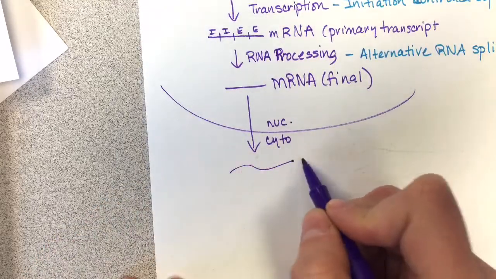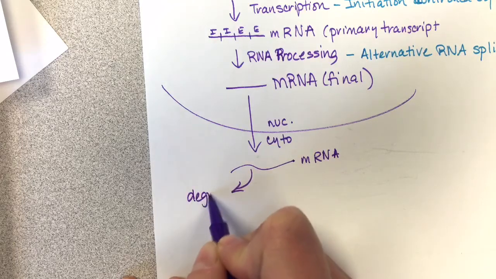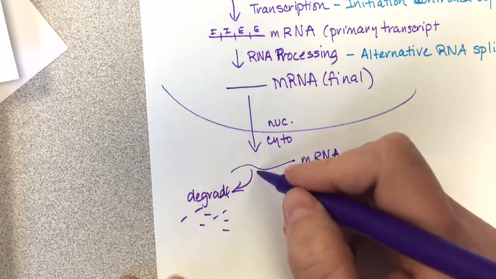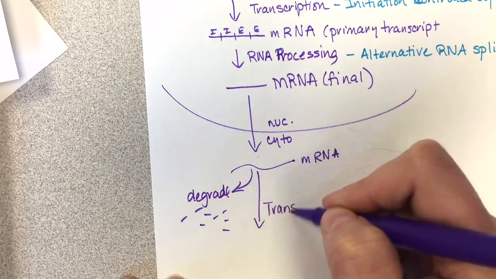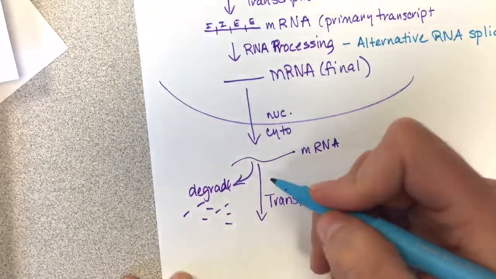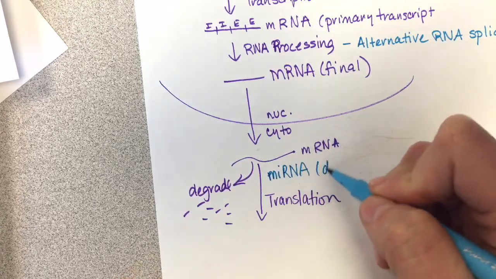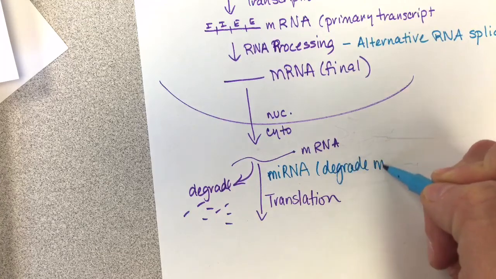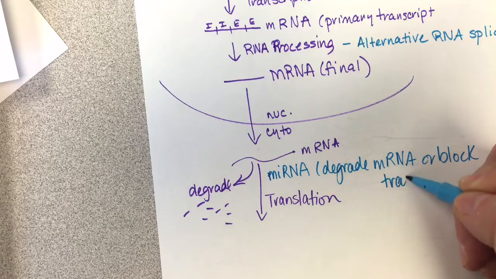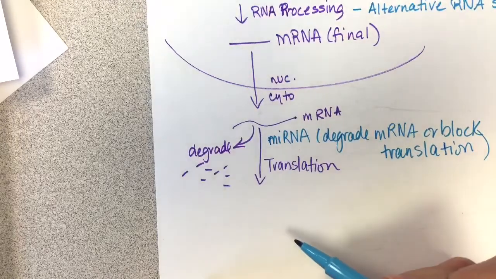And then remember your mRNA can degrade, or be used to go to translation. And what's the level of control there? Remember the miRNA, this is called RNA interference, can degrade the mRNA or block translation. All right, so review that. That's also in our notes.